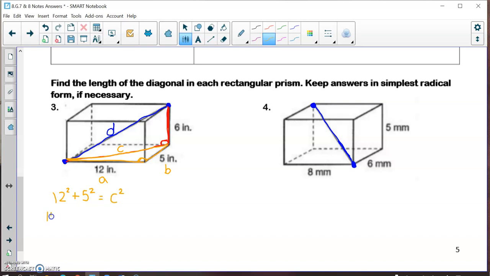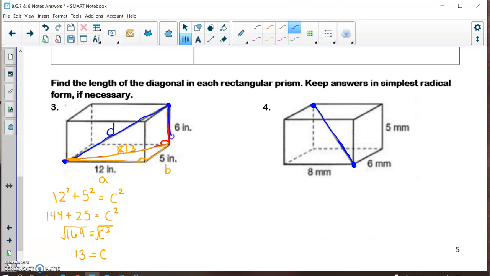12 squared is 144. 5 squared is 25, and this equals C squared. 144 plus 25 gets you 169, and that equals C squared. And taking the square root of both sides, 169 is a perfect square. We get C to be equal to 13.